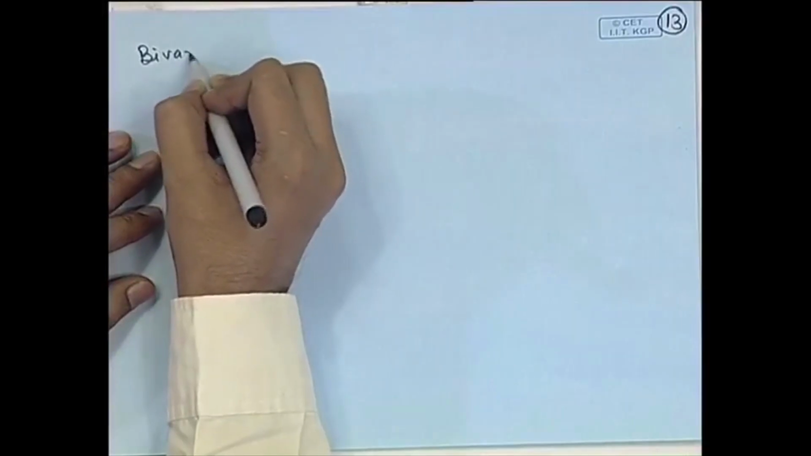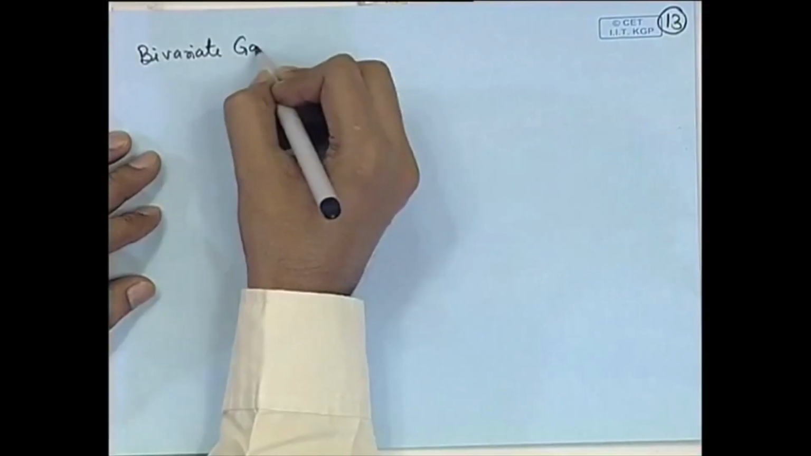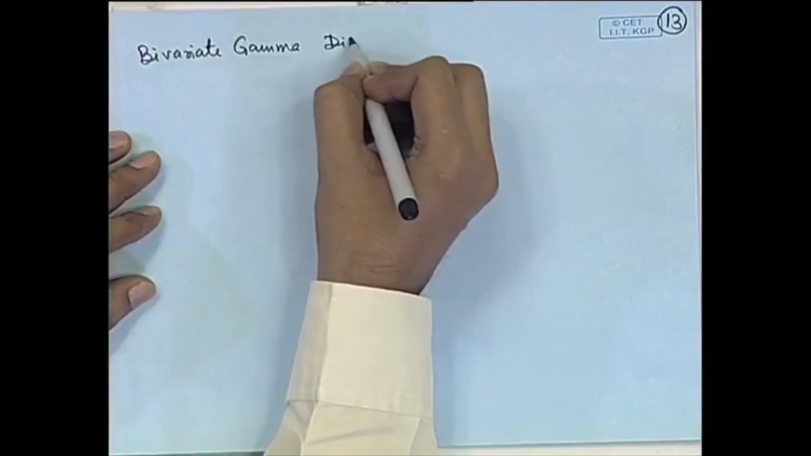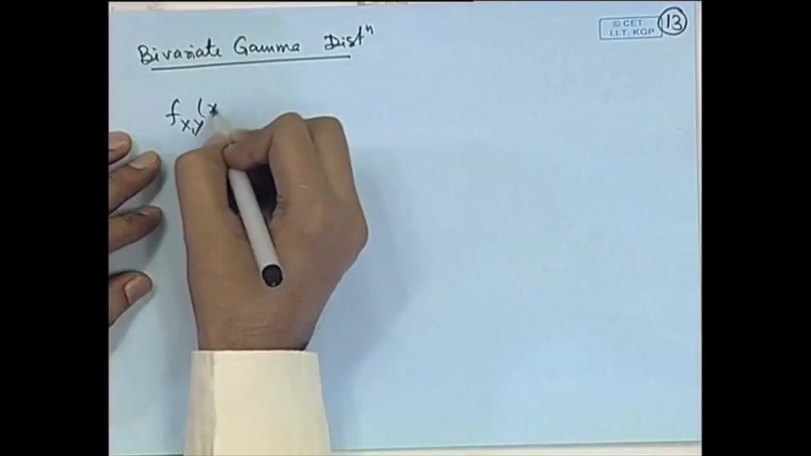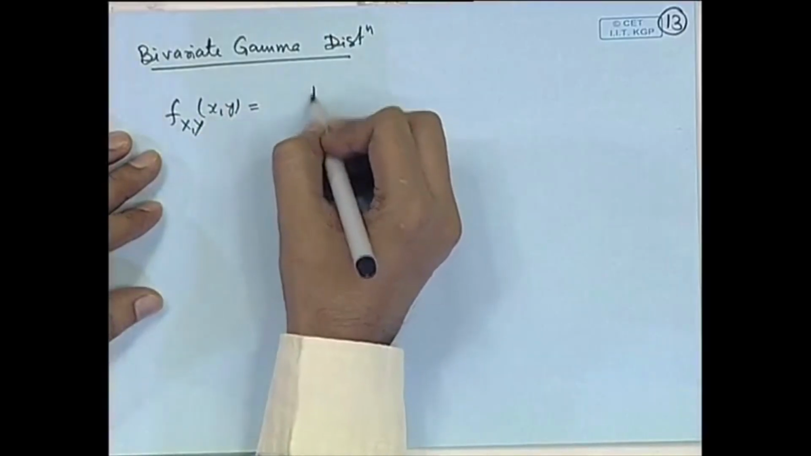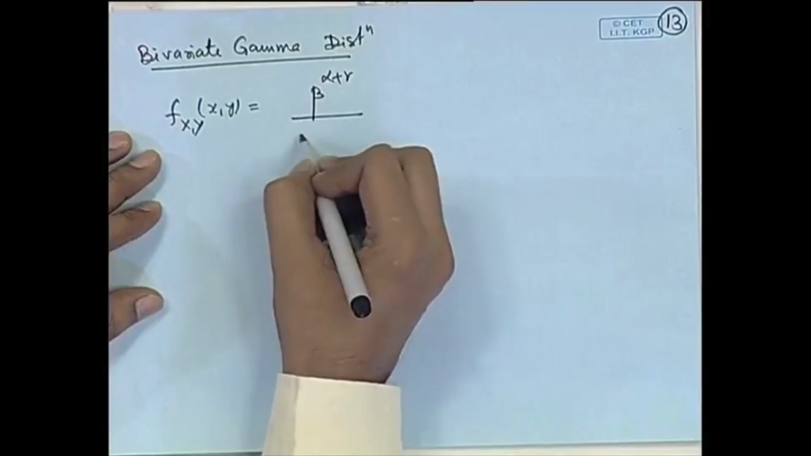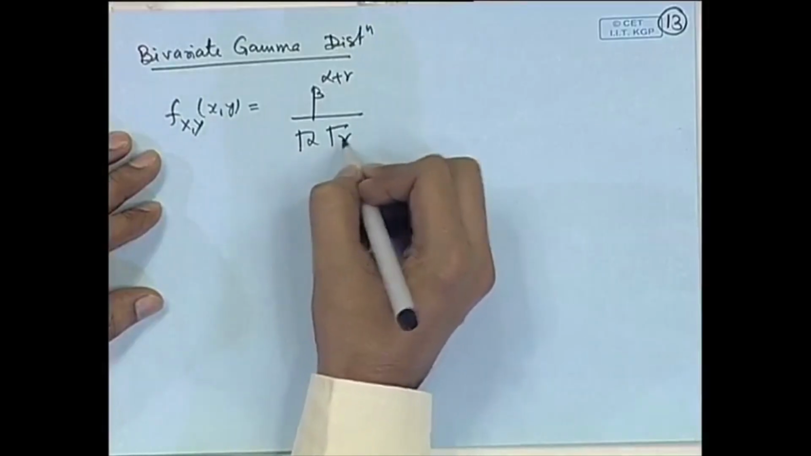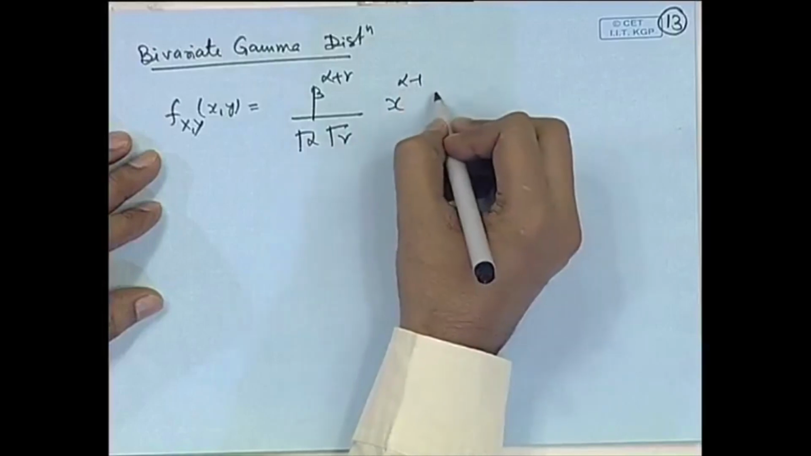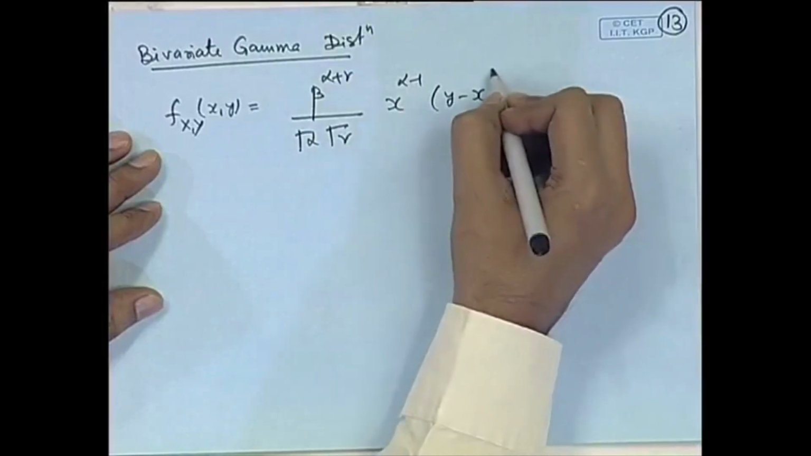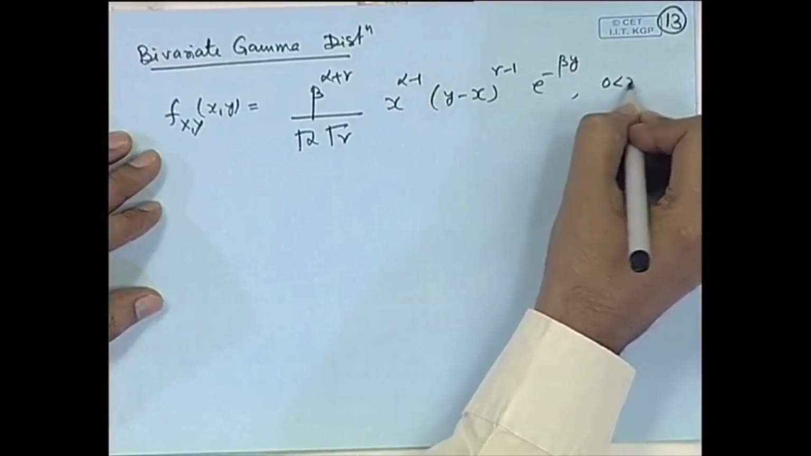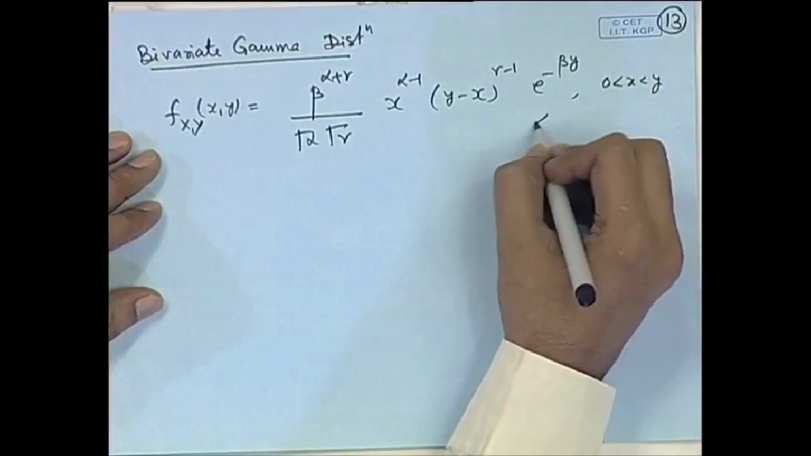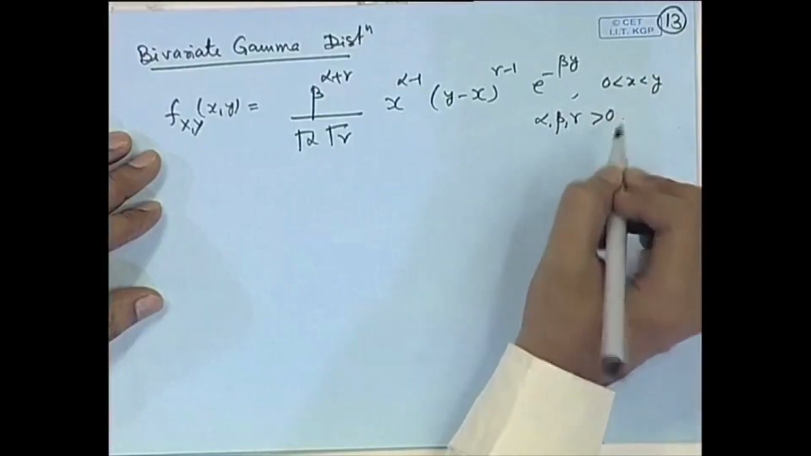thing is done for the gamma distribution. So, a bivariate gamma distribution can be defined as f(x, y) equals beta to the power alpha plus gamma divided by Gamma(alpha) Gamma(gamma), x to the power alpha minus 1, (y minus x) to the power gamma minus 1, e to the power minus beta y, where 0 less than x less than y, alpha, beta, gamma greater than 0.